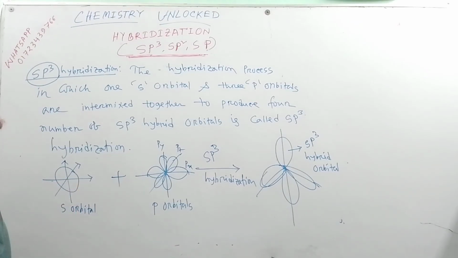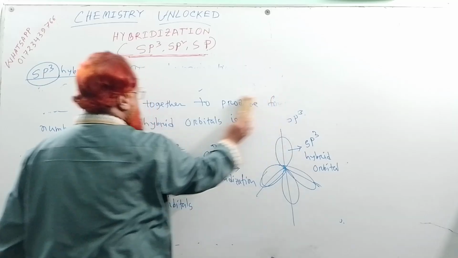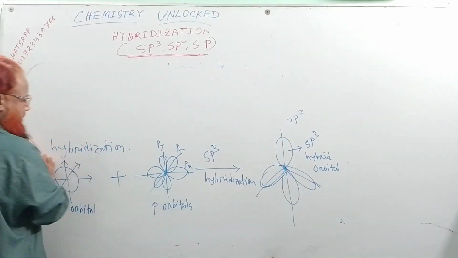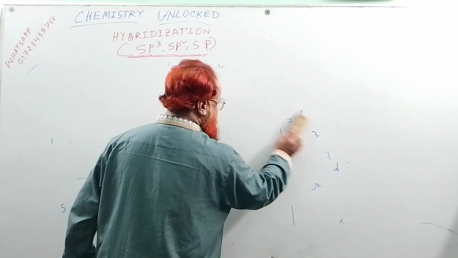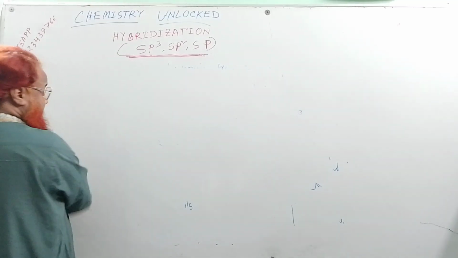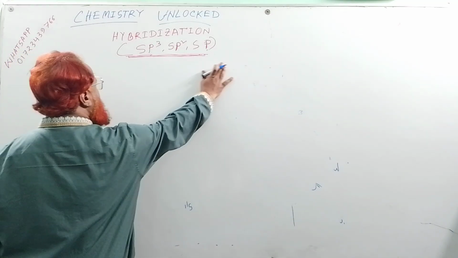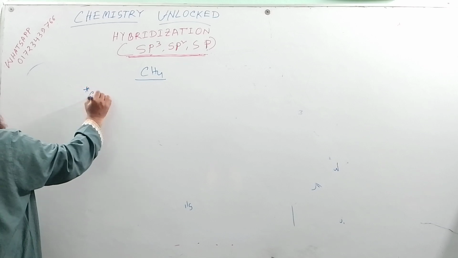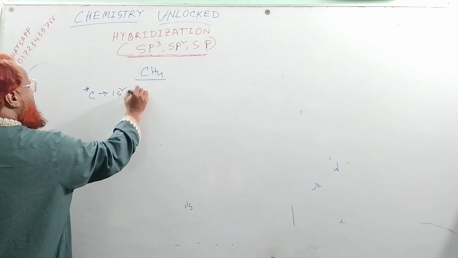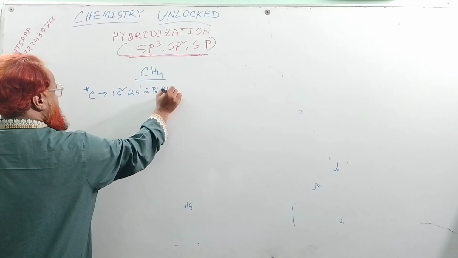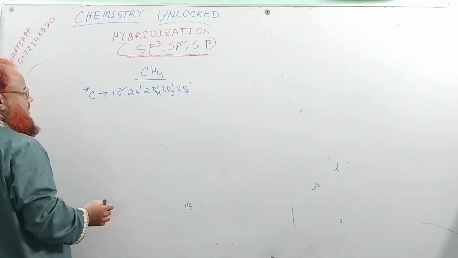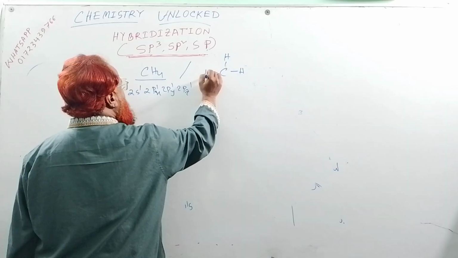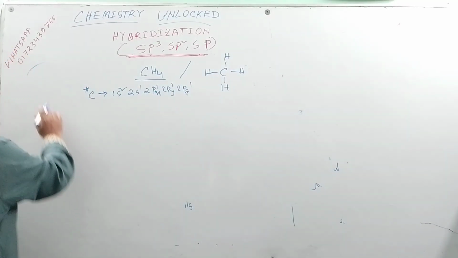Now, we will get the next explanation with example. This was the basic diagram. Now, we will get an example. Very common example. You know, the electronic configuration of carbon at excited state is 1s2, 2s1, 2px1, 2py1, 2pz1, and the structure is this, having single bonds.